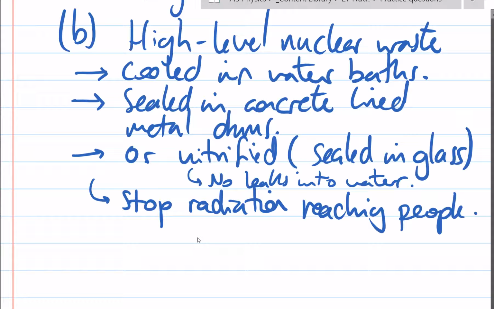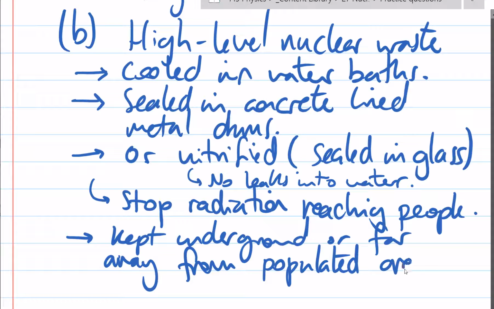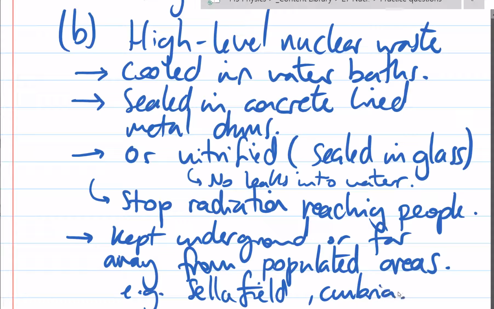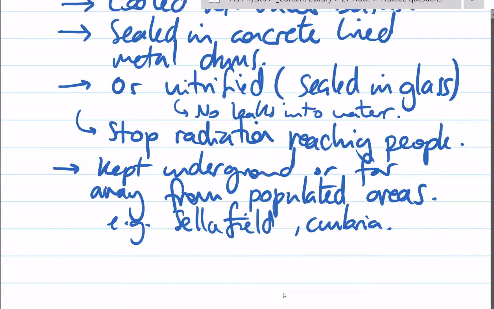Can also be, it's then kept underground or far away from populated areas. So in the UK, e.g., it's managed in Sellafield, okay, which is in Cumbria. And their closest neighbours are just sheep, basically. So there's not a lot of people to get affected if it does leak.